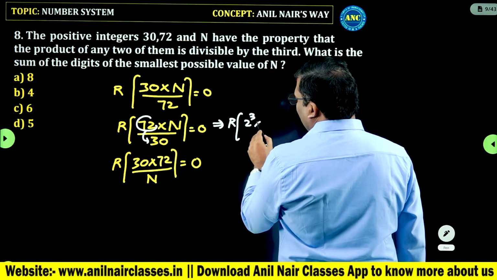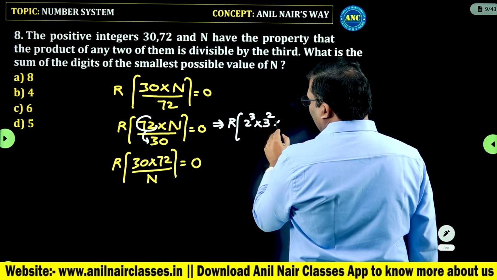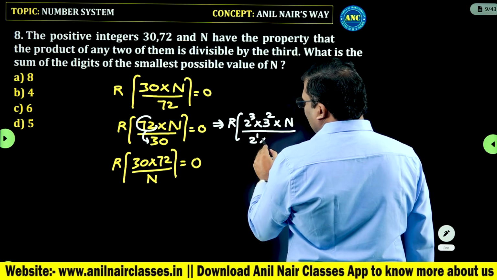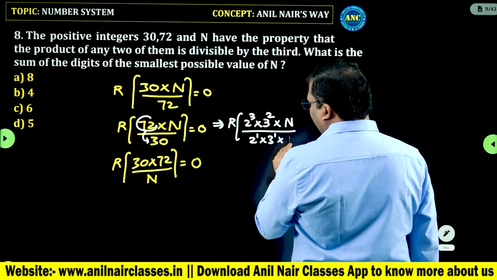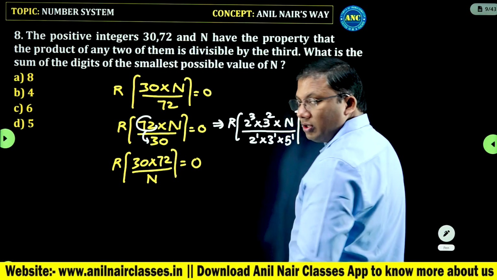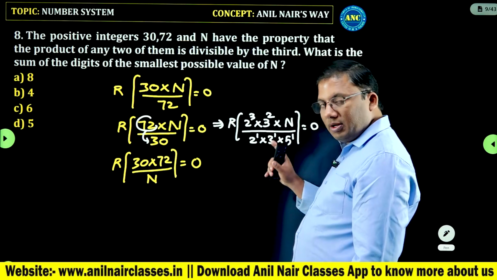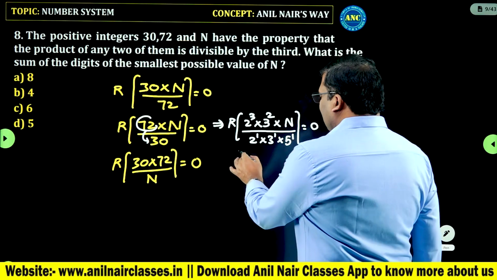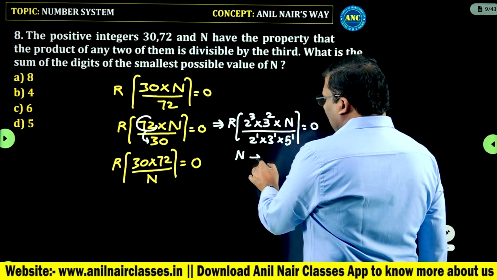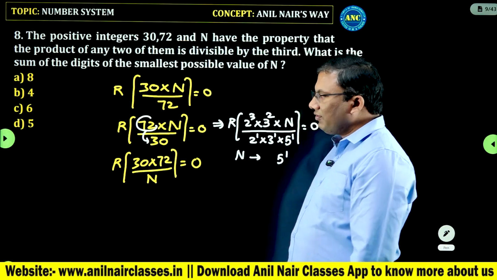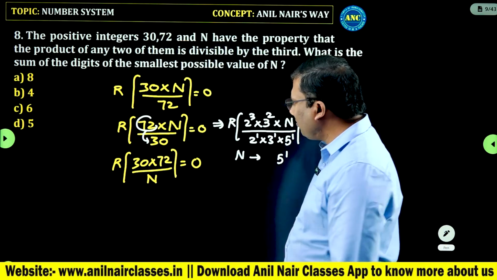72 is 2 cube into 3 square. 2 cube into 3 square into n divided by 30, which is 2 into 3 into 5, remainder is 0. 2 cube is divisible by 2, 3 square is divisible by 3. That means n should have 5 power 1. Are you all with me?